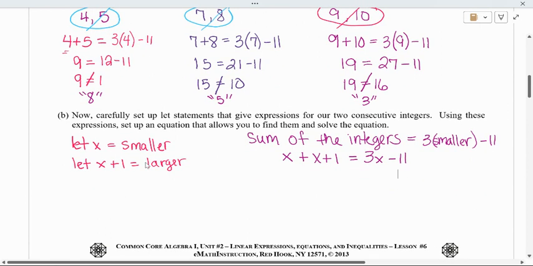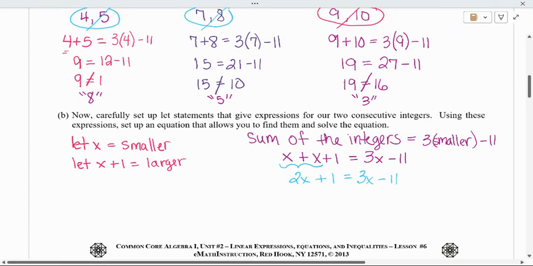So we have to first combine like terms, and then we're going to try to get all of our variables on the left side, all of our constants on the right. So combining like terms, I can group these two things together. x plus x is 2x. So I have 2x plus 1 equals 3x minus 11.